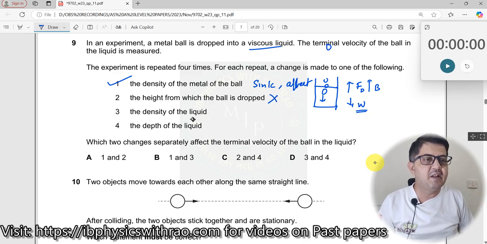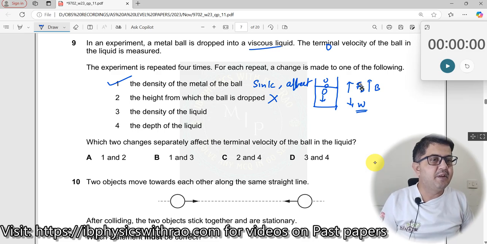The density of the liquid, definitely it appears. For example, initially when we are doing this experiment in the lab, we use castor oil or gingelly oil or coconut oil. But if I don't use these oils, if I use water, what do you think you will get? You won't get terminal velocity. It will definitely change. Okay.